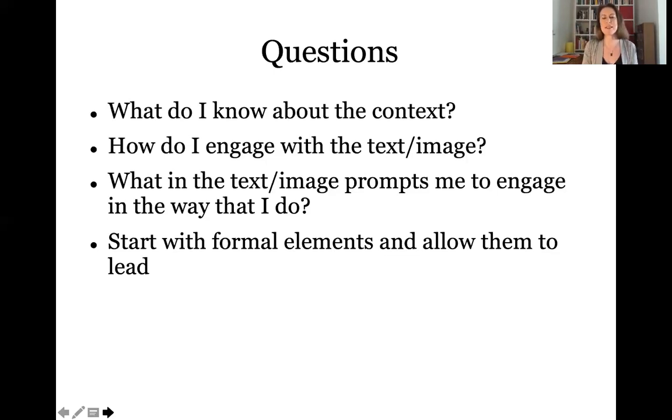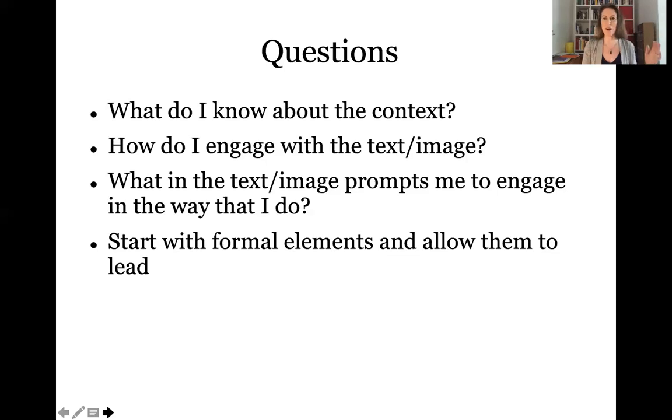What I'm going to suggest we do instead is start with these formal elements. Start with things that you notice. What am I noticing? Why am I noticing these things? What draws my eye? What draws my attention? Start with a description of the formal elements. Start thinking about what those formal elements are doing and allow them to lead.